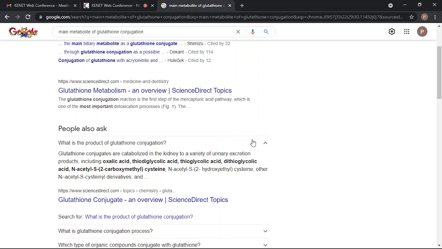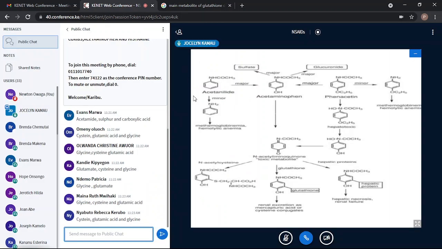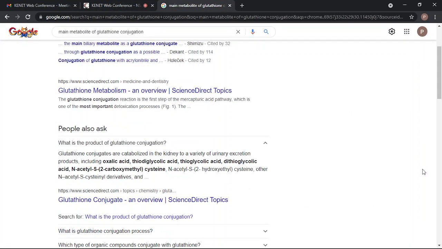Glutathione is made of glycine, cysteine, and glutamic acid. And once it binds an electrophile, there is systematic degradation or removal of the amino acids. So what is usually the metabolite? What is the main metabolite of glutathione conjugation?